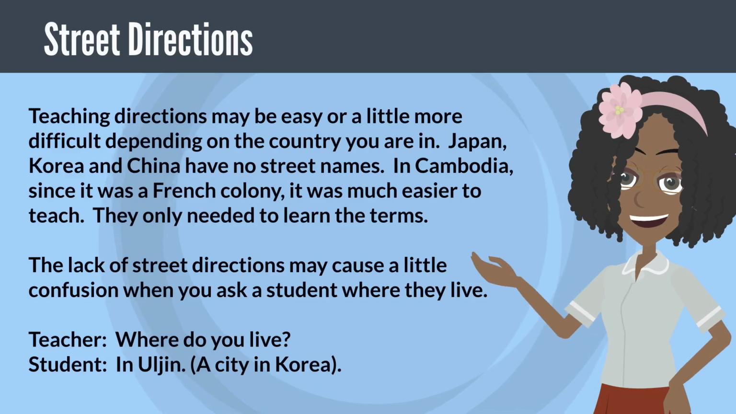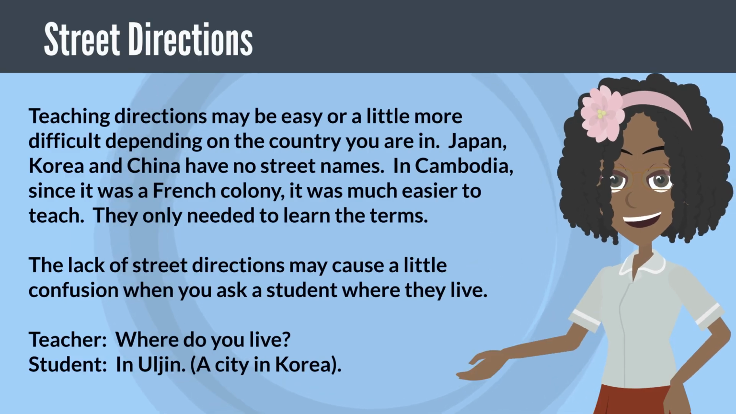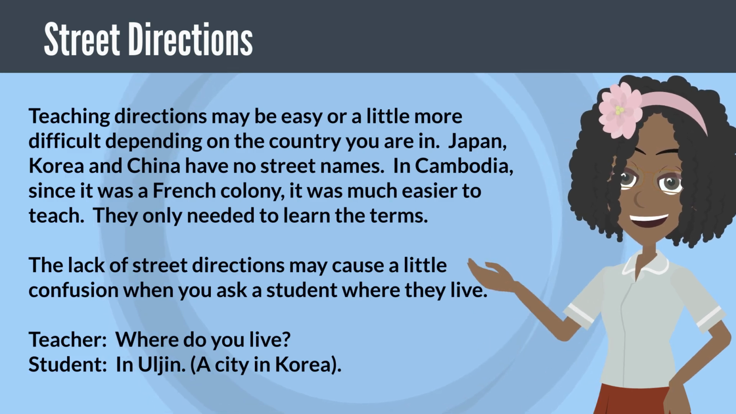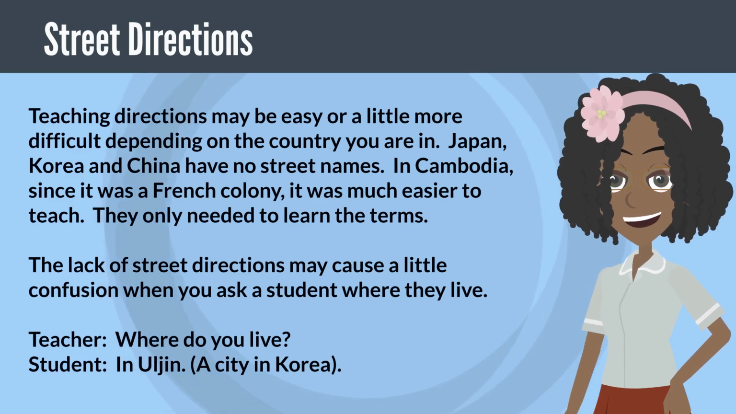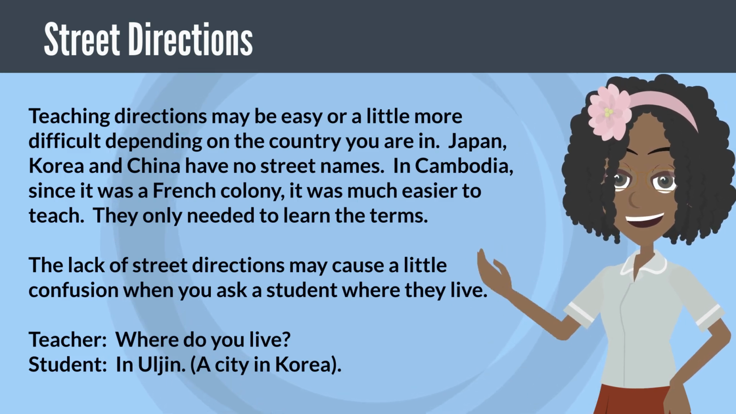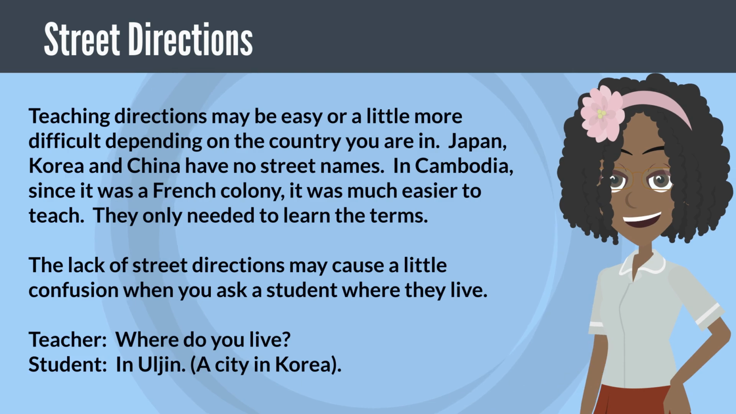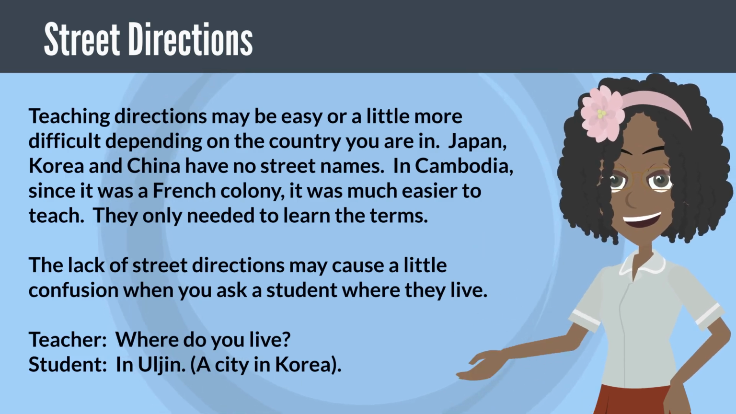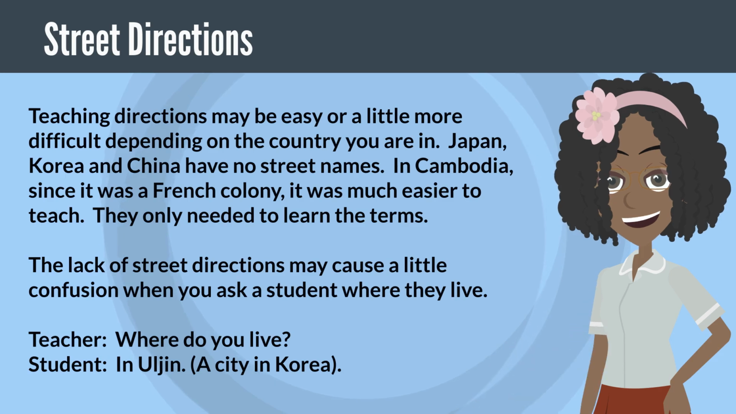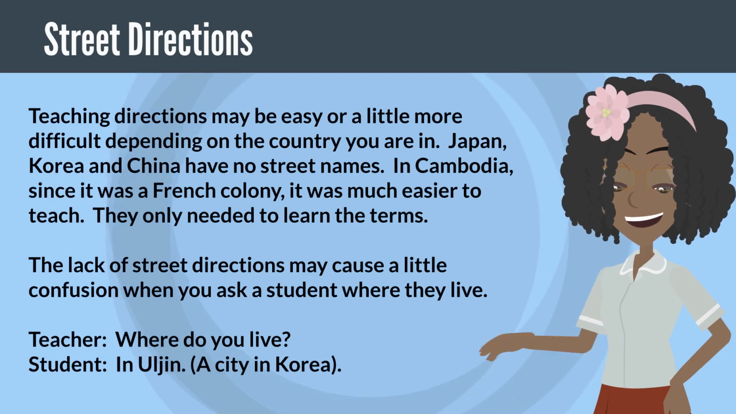Teaching directions may be easy or a little more difficult depending on the country you are in. Japan, Korea, and China have no street names. In Cambodia, since it was a French colony, it was much easier to teach. They only needed to learn the terms. The lack of street directions may cause a little confusion when you ask a student where they live.